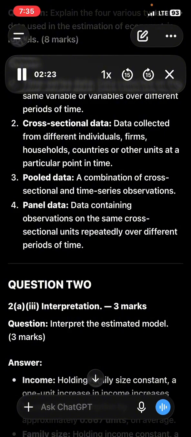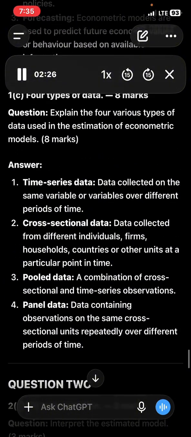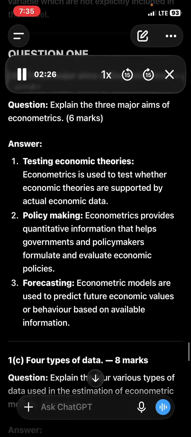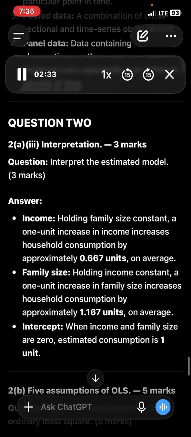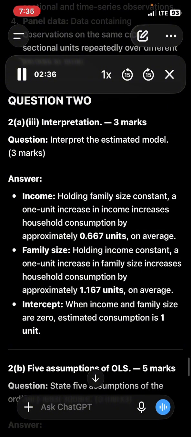2A, interpretation. 3 marks. Question. Interpret the estimated model. Answer. Income. Holding family size constant, a 1-unit increase in income increases household consumption by approximately 0.667 units on average. Family size. Holding income constant, a 1-unit increase in family size increases household consumption by approximately 1.167 units on average. Intercept. When income and family size are 0, estimated consumption is 1 unit.